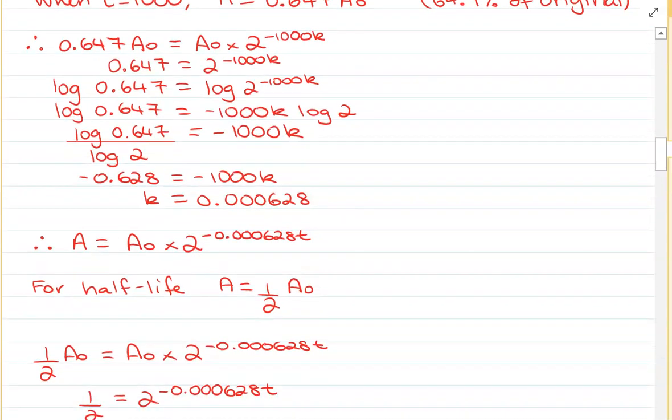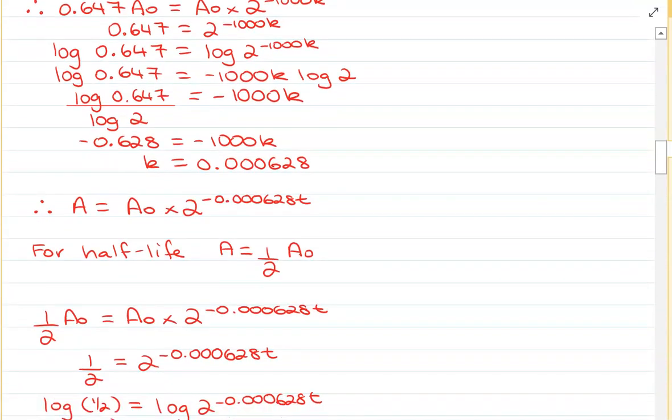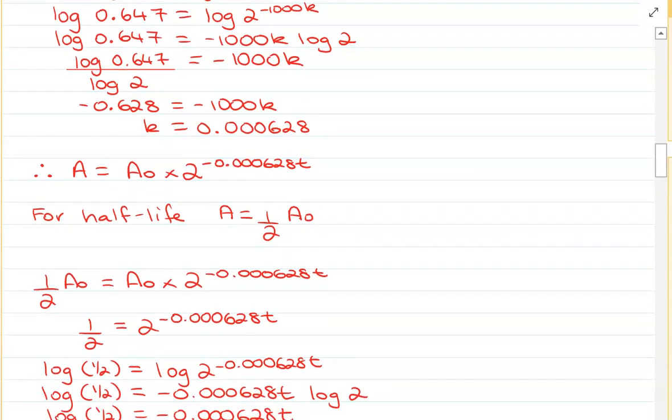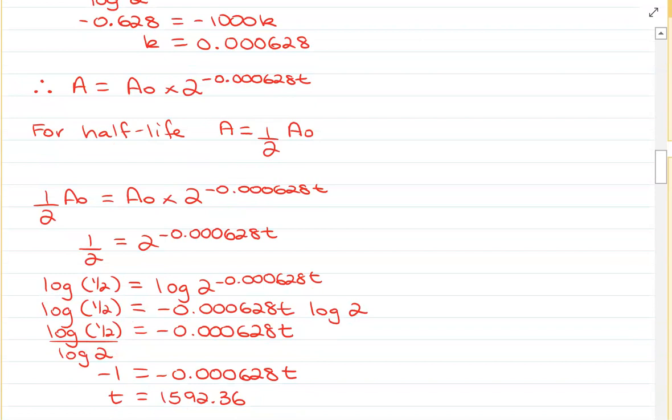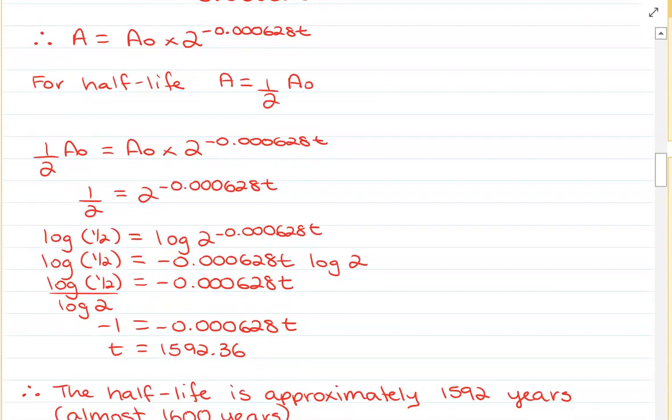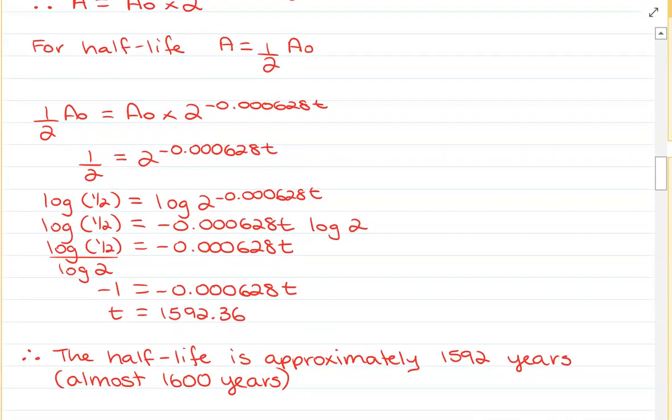So doing that, the A0's cancel out. We're dividing both sides by A0. I'm left with this here. So now the only unknown I've got to solve is t, so I can find out at what time I get the half-life, or half the quantity. So taking logs of both sides and then pulling down that power to the front, as we did when we did geometric sequences, and solving to rearrange for t, I get t as 1592.36. That means the half-life is approximately 1592 years.